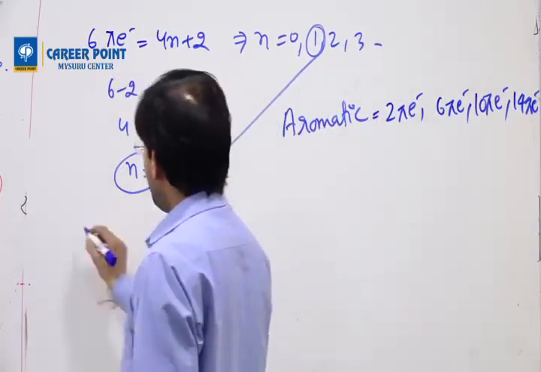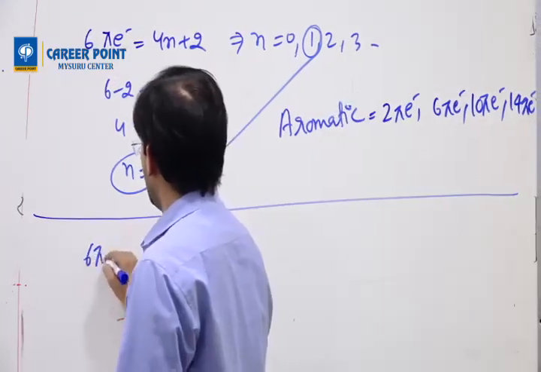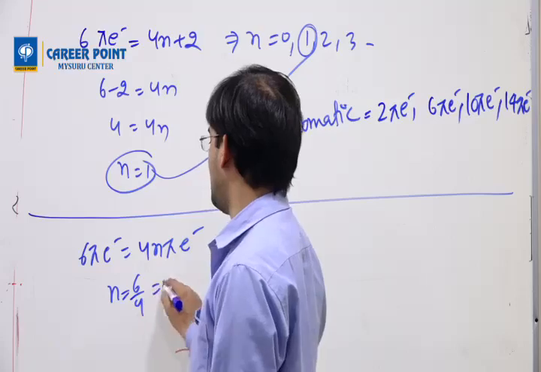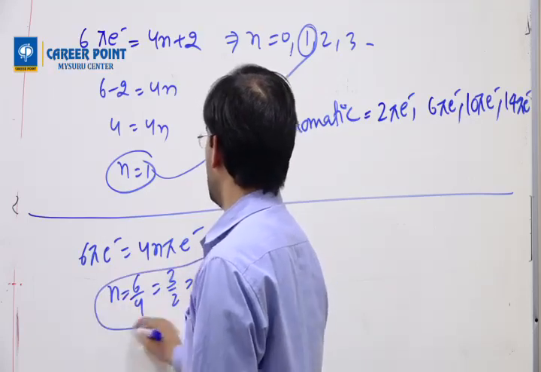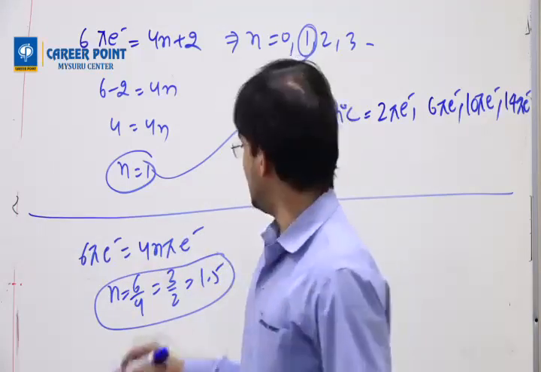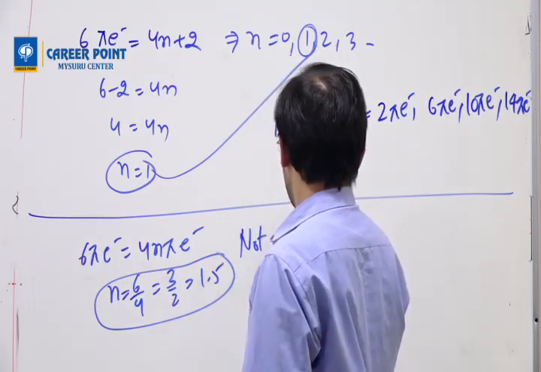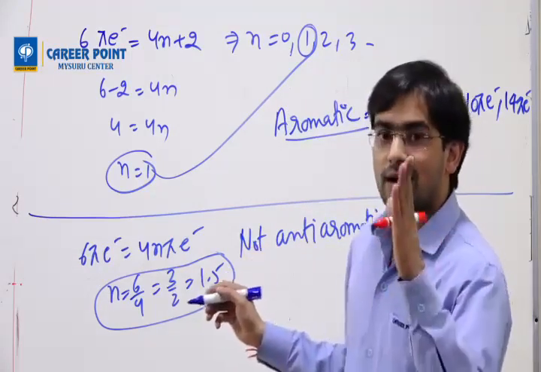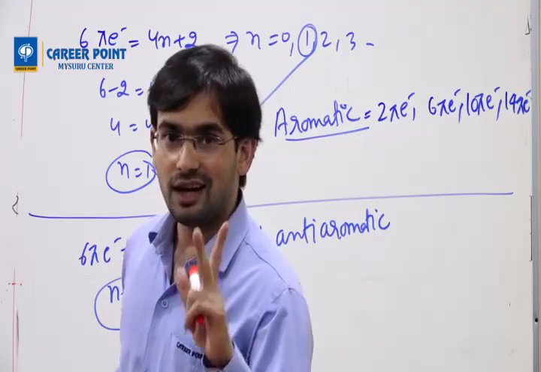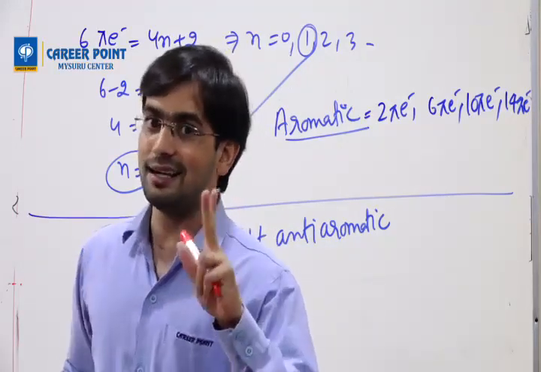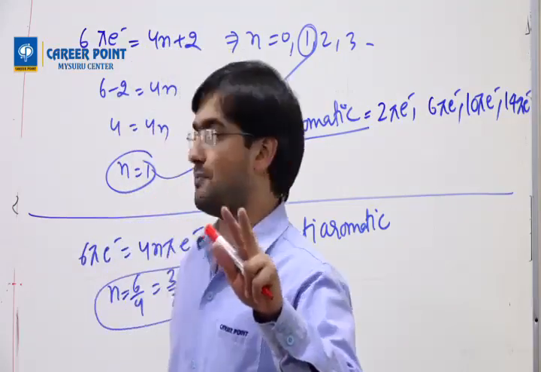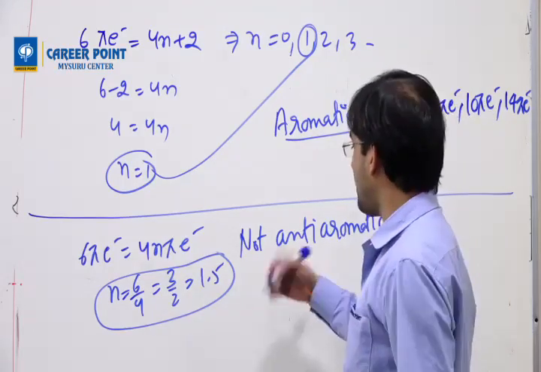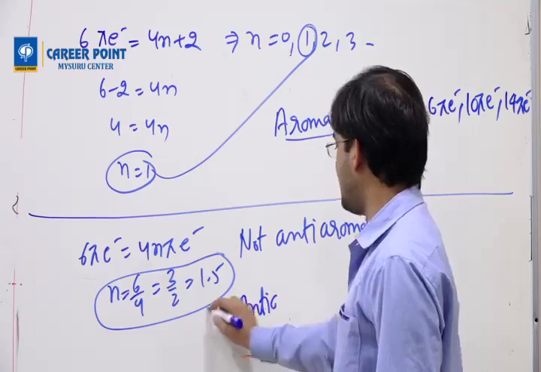If I compared this with 4n pi electrons, I would not get an integer value. I would get 3 by 2, which is 1.5. So it is not anti-aromatic, because the compound was aromatic. A compound will be either aromatic, anti-aromatic or non-aromatic. It cannot have two types. It will be only one of them. So not anti-aromatic. Now to memorize this for anti-aromatic, what we memorize is as follows.